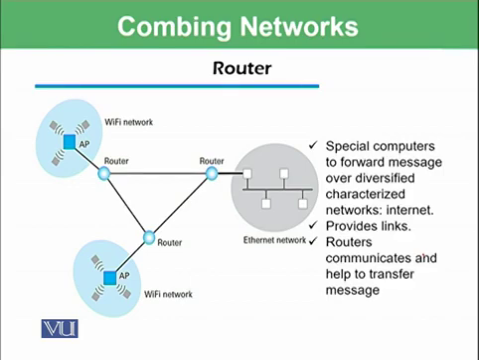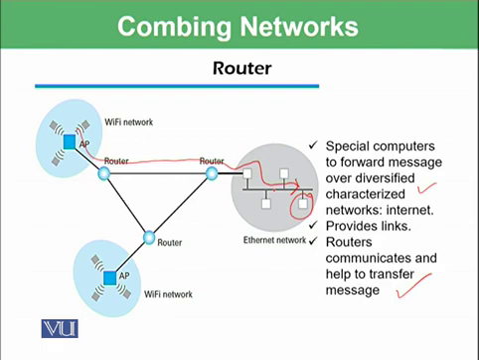Routers are special computers to forward messages over diversified, characterized networks like the internet. It provides links, routes communications, and helps to transfer messages. It also forms a particular path. So for example, if a message needs to be sent over here from, for example, here, it forms a path as well, that is how this message should reach this position.